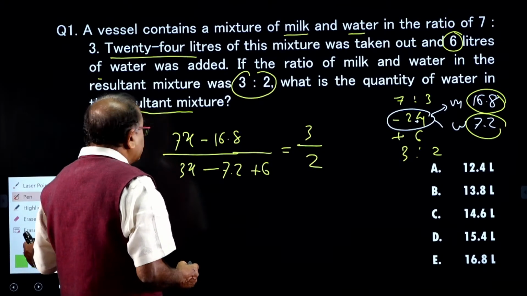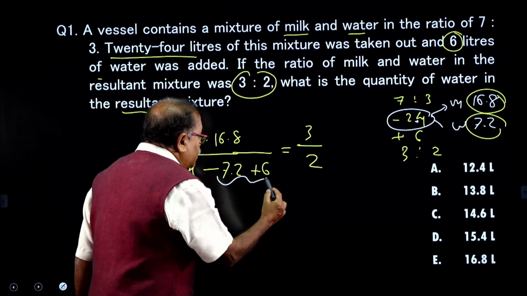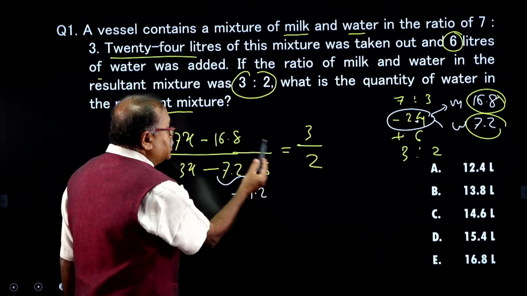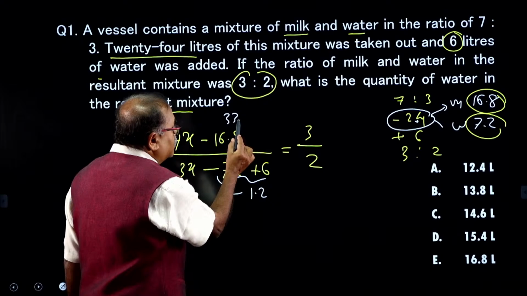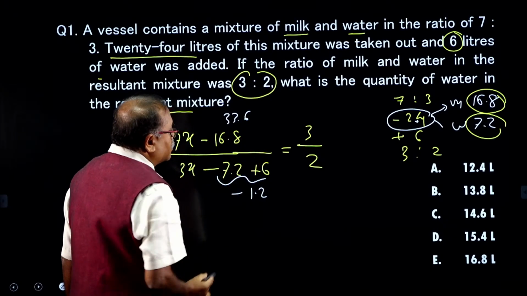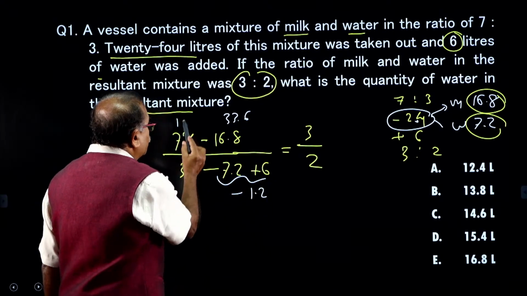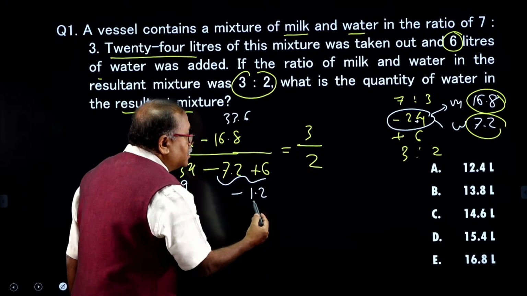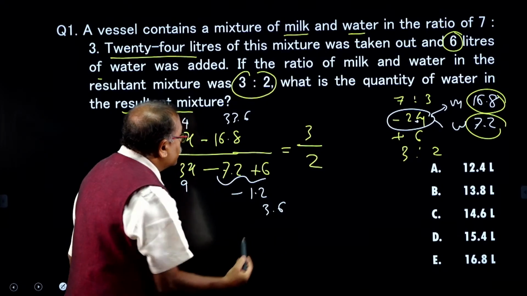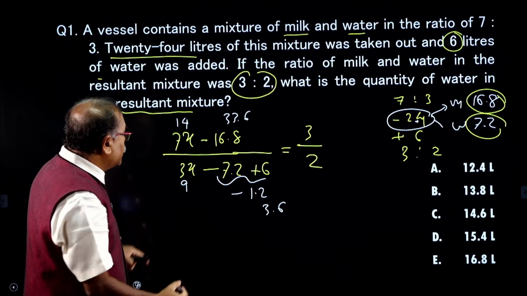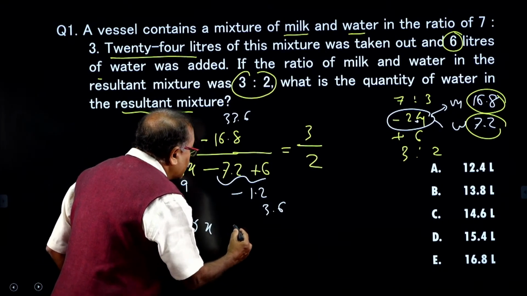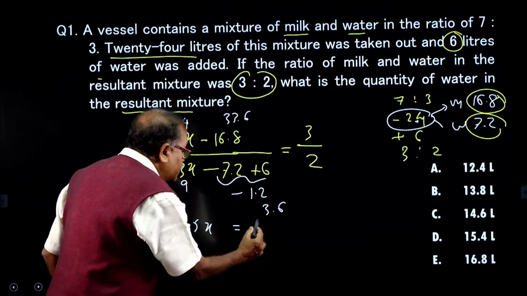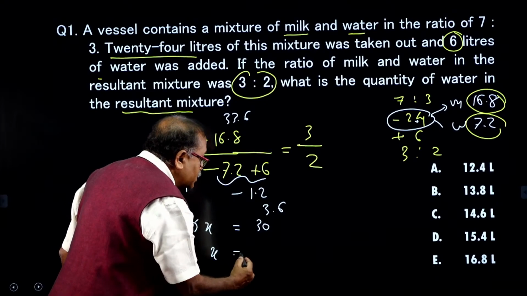Now, let us answer the question here. So, from here to here I notice that this is minus 1.2, and when I multiply this one over here, this is 33.6, and this is 14x, and with 3 here, that is 9x over here, and here it is 3.6. So, what is the difference between 14 and 9? That is 5x, and which is equal to 33.6 minus 3.6, that is 30. So, x is equal to 6.